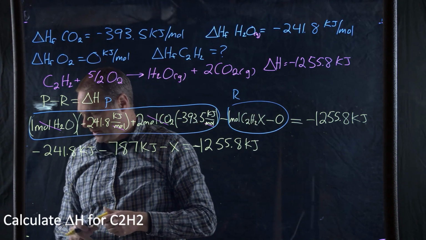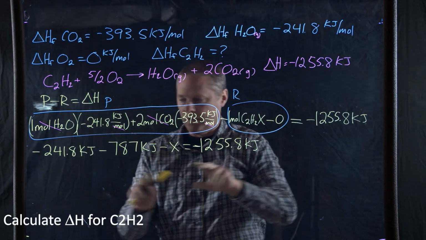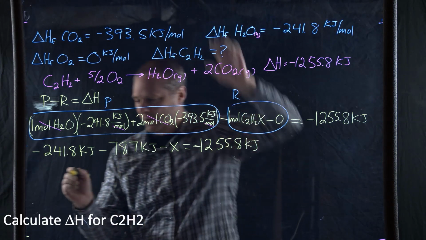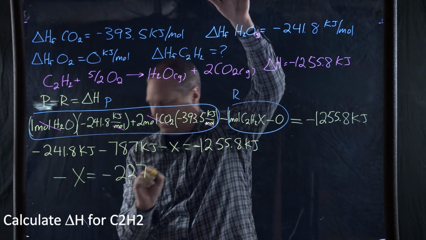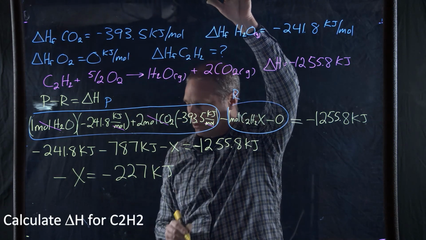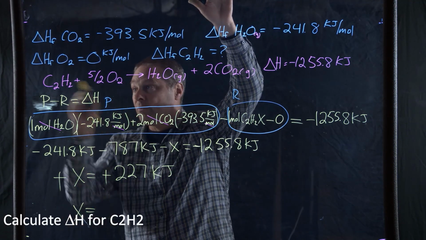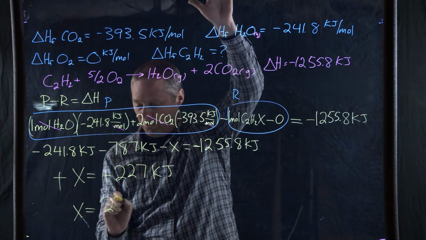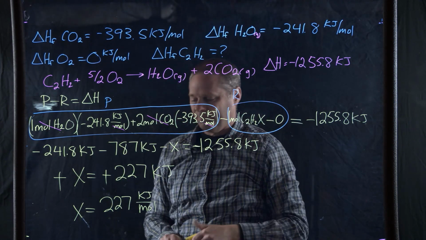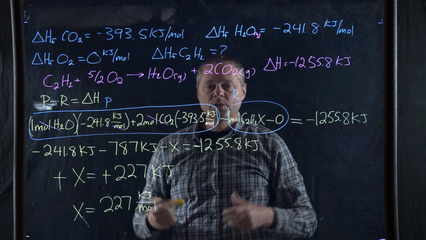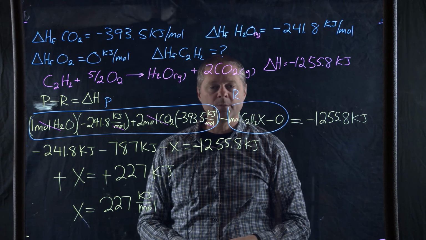Now we can combine terms. We can take all the numbers over to here, and we end up getting minus X is equal to minus 227 kilojoules. We can make these all positive such that X, the heat of formation for our acetylene, is 227 kilojoules per mole. Thus concludes the problems for the thermochemistry chapter. If you have any questions for me, feel free to let me know.